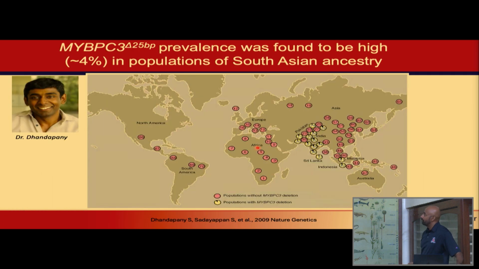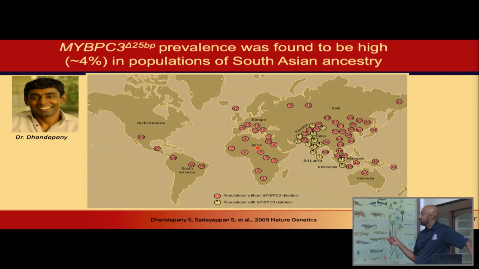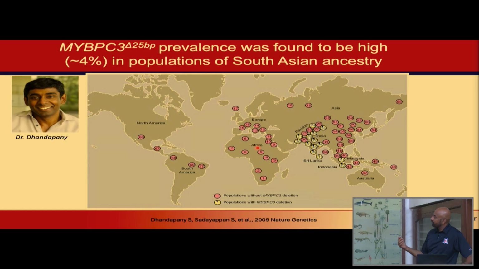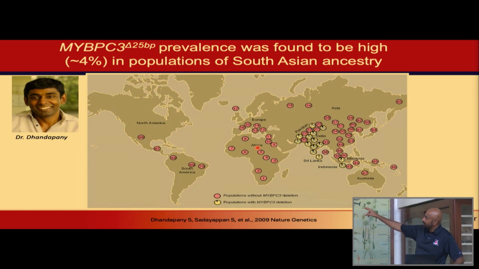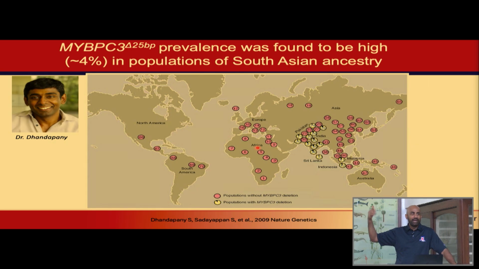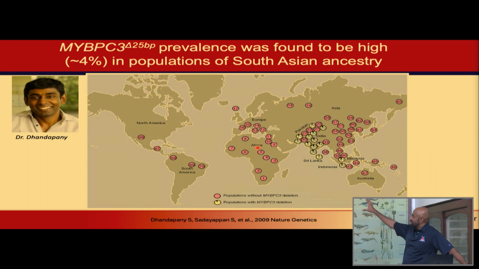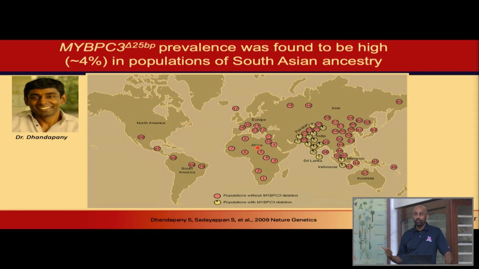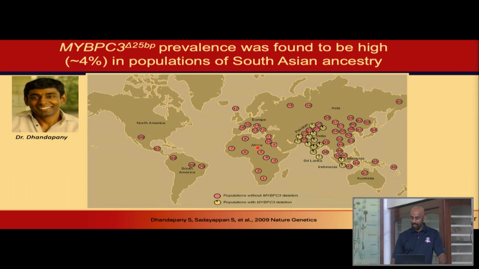Following my PhD work, Dhandapany, who is now at IISc Bangalore, extended the study and collected samples from the rest of the world looking for this 25 base pair deletion. In my study, we only focused on South India, from Tamil Nadu and Kerala, but then the study extended and we got a paper in Nature Genetics in 2009. You can see the yellow spot, that's the region where the 25 base pair deletion is present. Almost 4% of the population carry this variant.